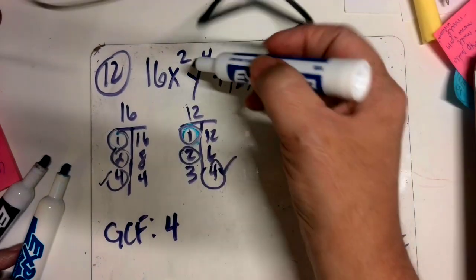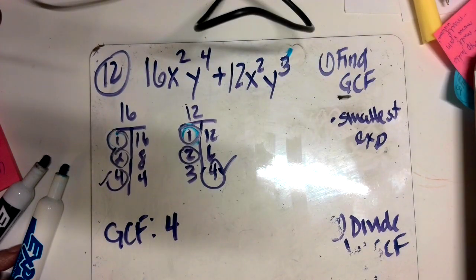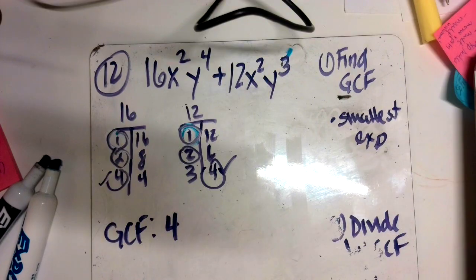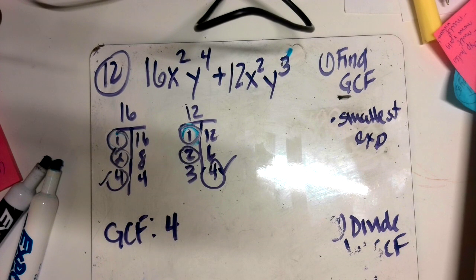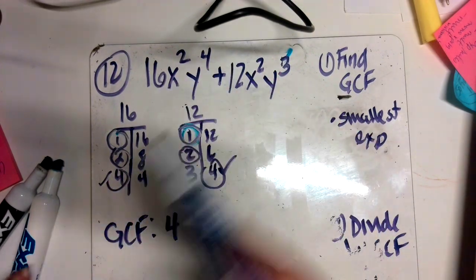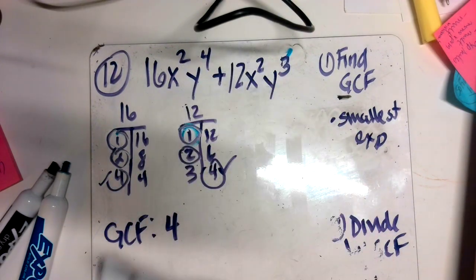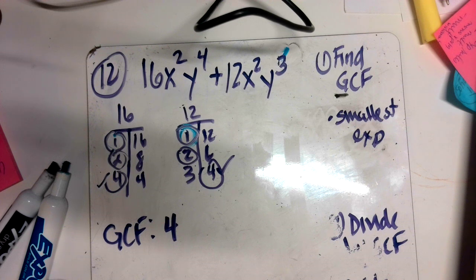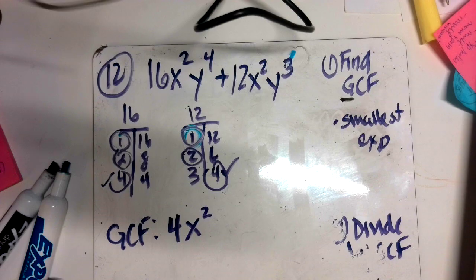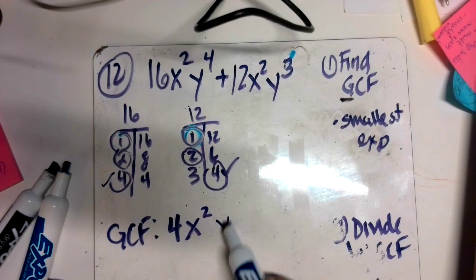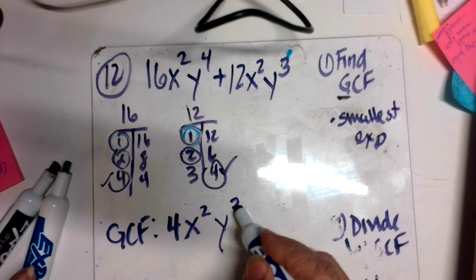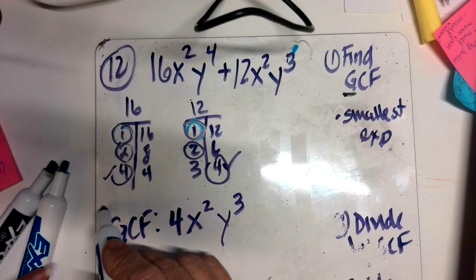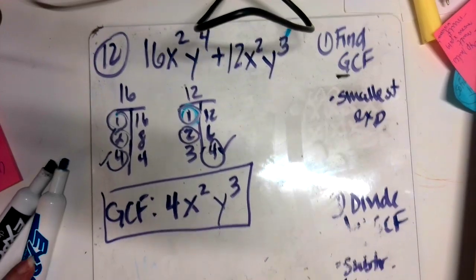Okay. But now we have to look at the variables and exponents. Okay. So we look at just the piece of paper here. Okay. We look at just the x's. So we have x squared and x squared, which is the smallest exponent. Well, the exponents are the same. It's a 2, so we have x squared. Let's look at the y's. We have a 3 and a 4, which is the smallest number, 3. And that's it. So that's the greatest common factor.